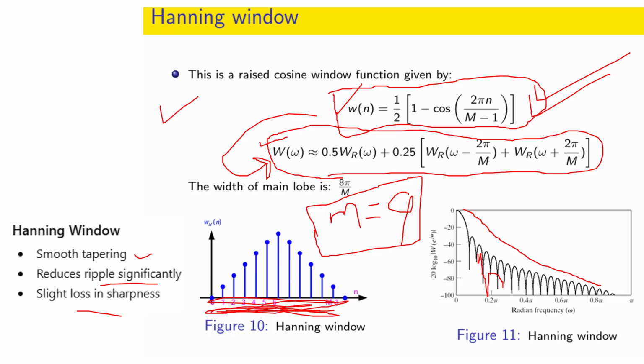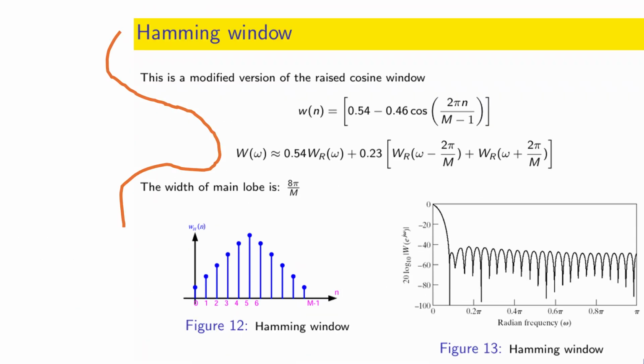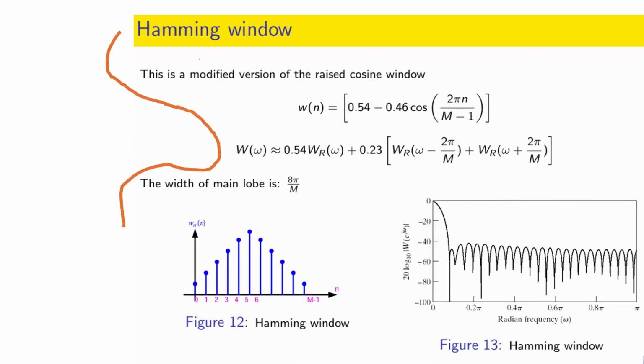You can multiply, in the time-frequency domain, the window along with the transfer function of your filter. Okay, so let's continue to talk about another window. So here is your Hamming window.